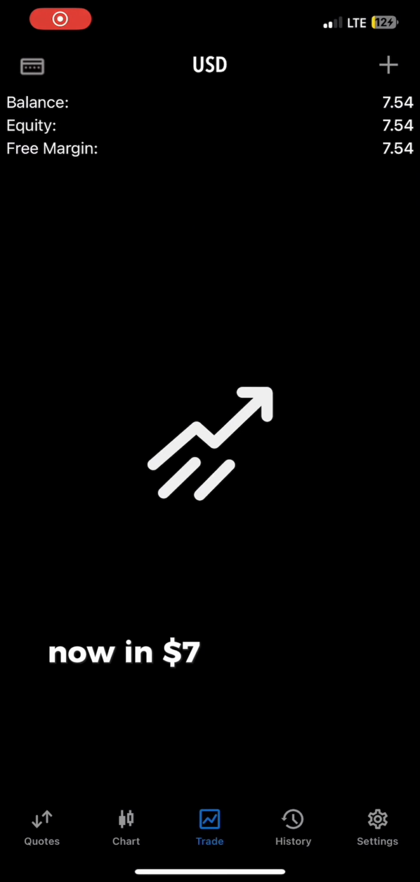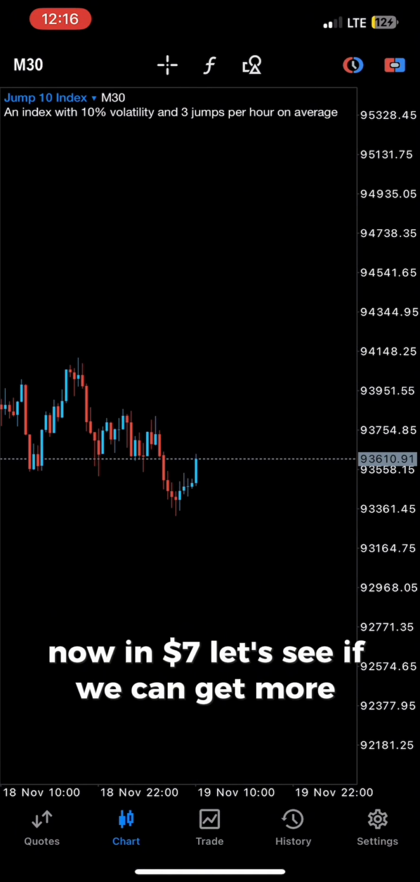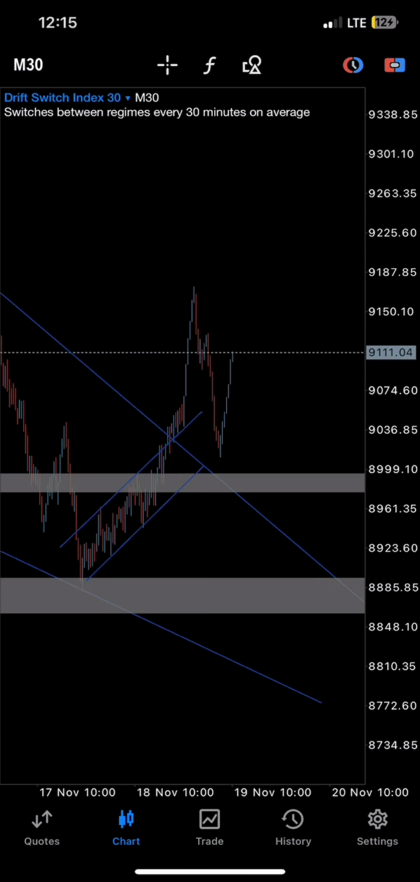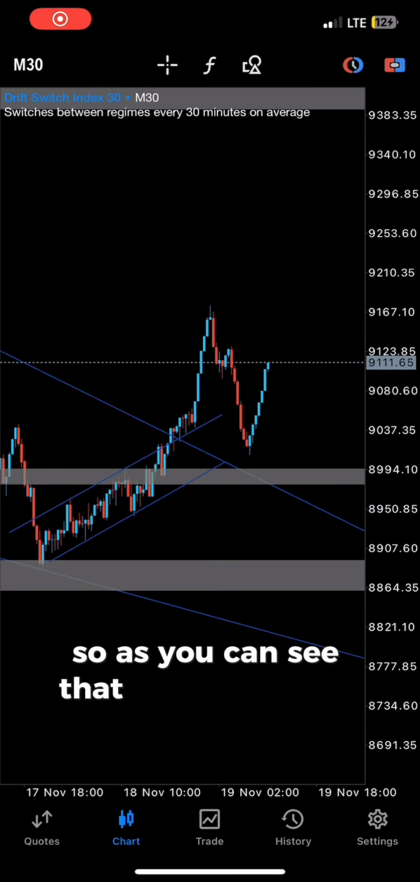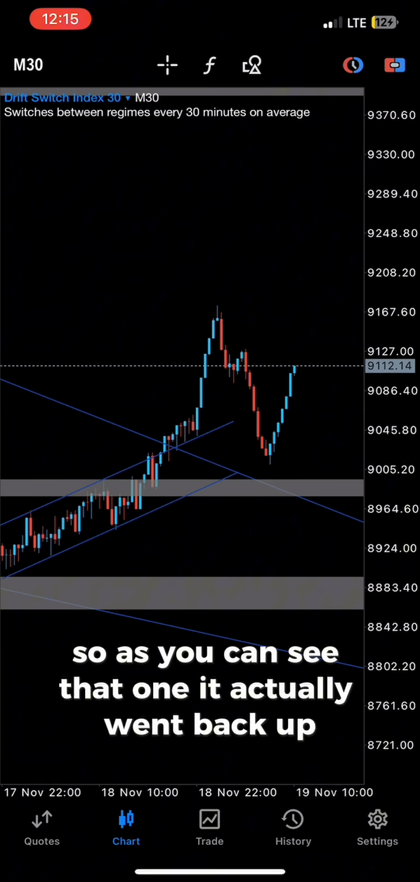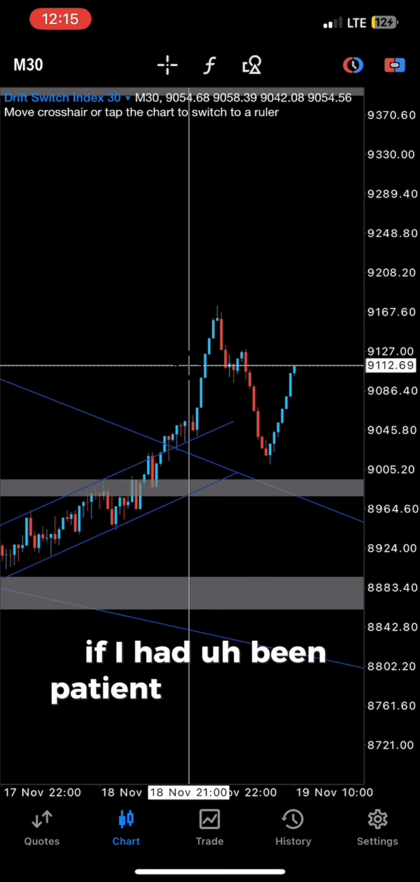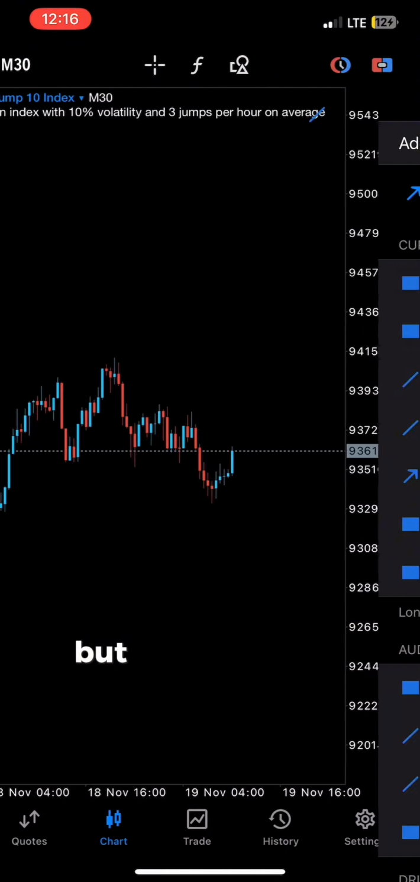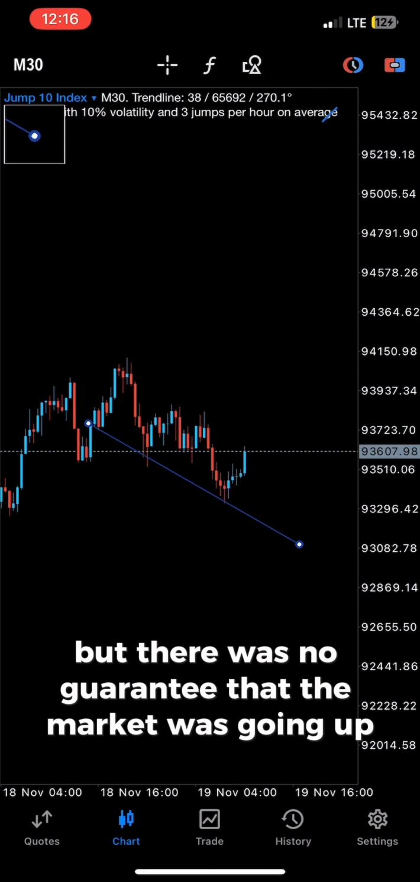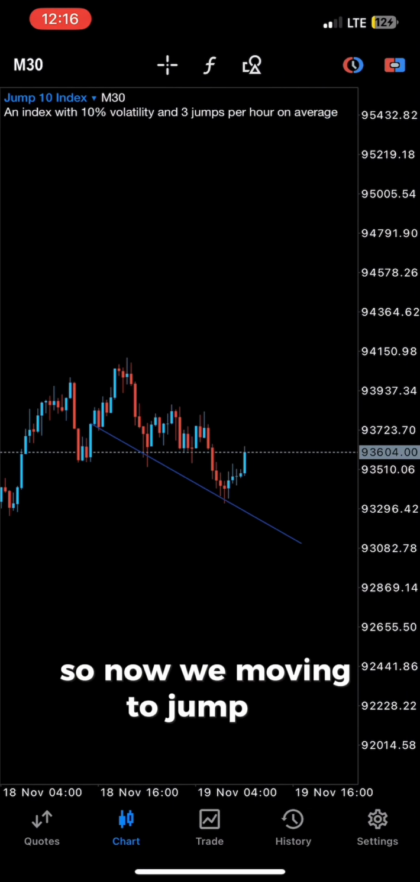Now we're at $7. Let's see if we can get more profit. So as you can see, that one actually went back up. If I had been patient, it could have gone up again, but there was no guarantee that the market was going up. So now we are moving to Jump 10.